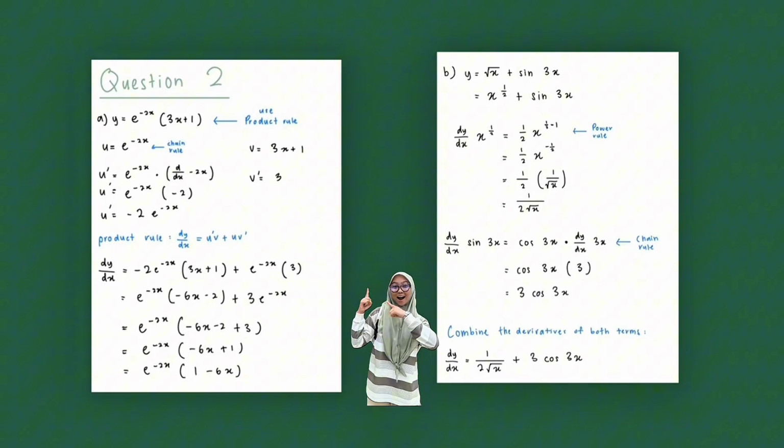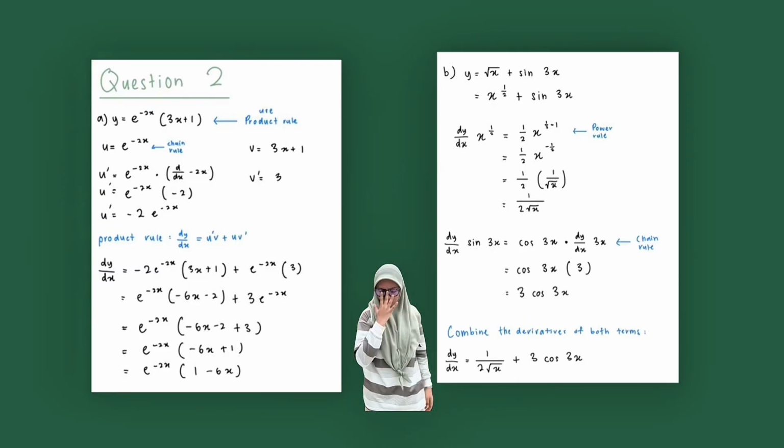So, the equation will be dy over dx of sine 3x equal to cos 3x times the dy dx of 3x. From this, we actually use the chain rule. Then, it will become cos 3x times 3. So the final dy dx of sine 3x is 3 cos 3x.